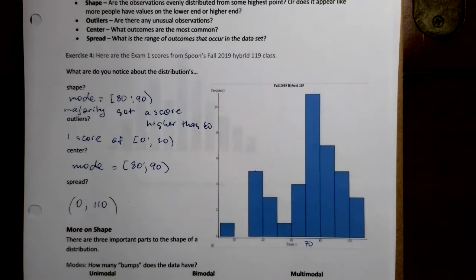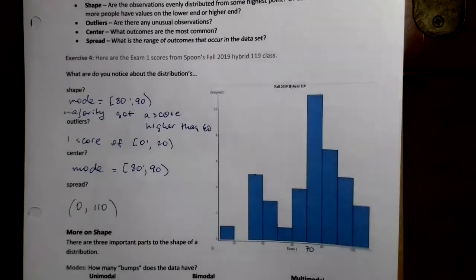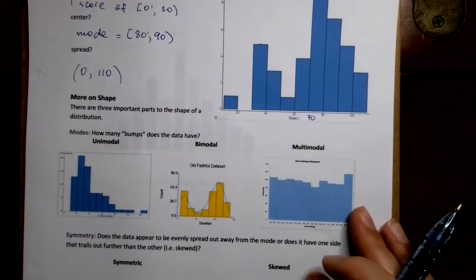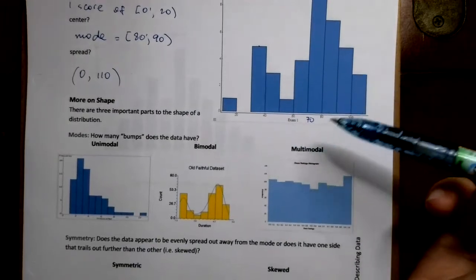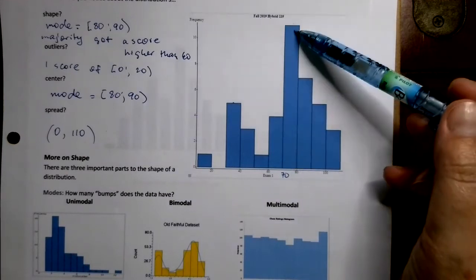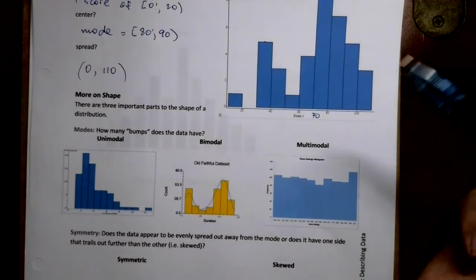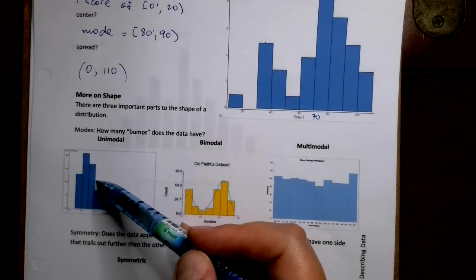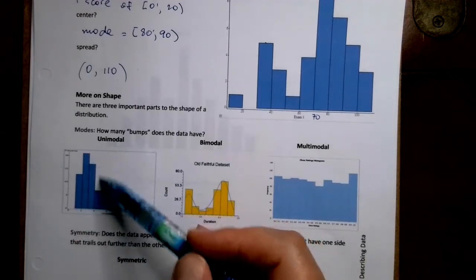But there is more that we could talk about in terms of the shape of the distribution. One thing we can talk about is the mode. The mode is basically the most frequently occurring value, and it results in a higher bar for the frequency display. If we have a distribution that has only one bump like this, we're going to say it's a unimodal distribution. It has one mode.